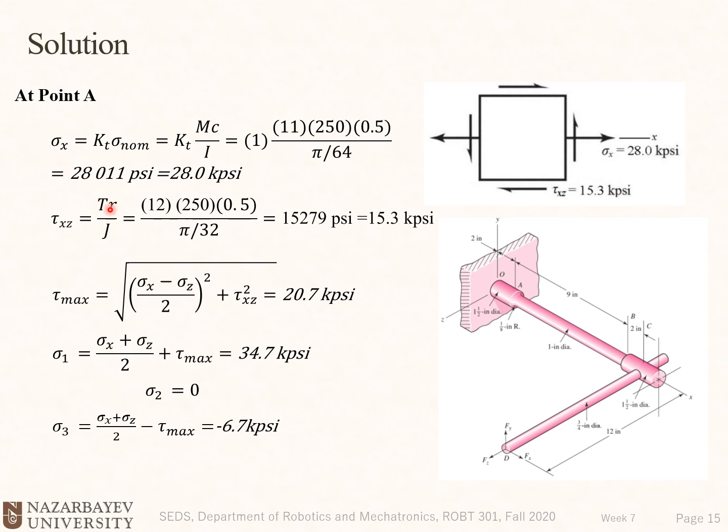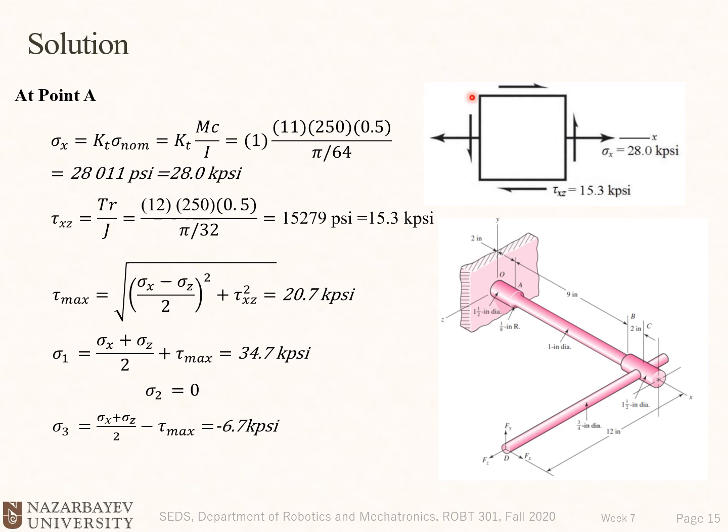Tau xz is tr divided by j. Again, kts is also equal to 1. Otherwise, we need to take that into account and calculate kts. So we could now calculate the tau xz.